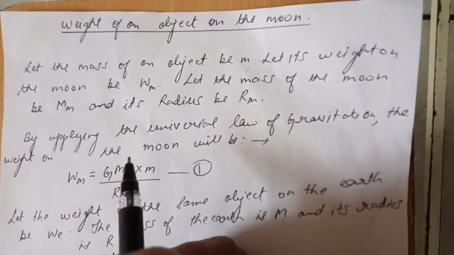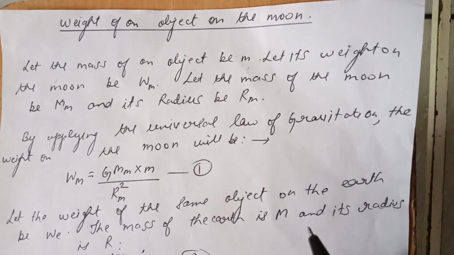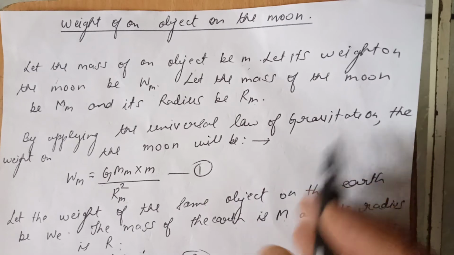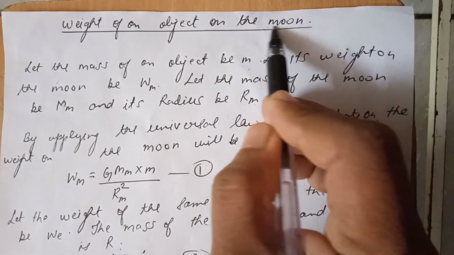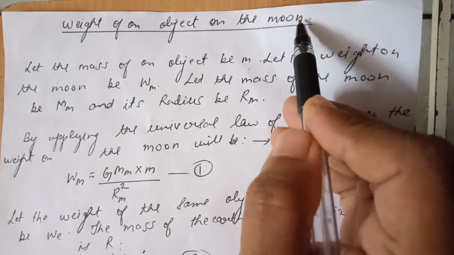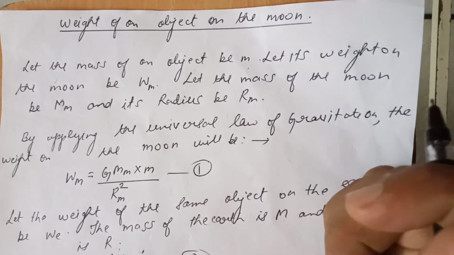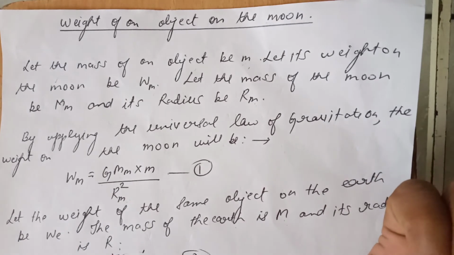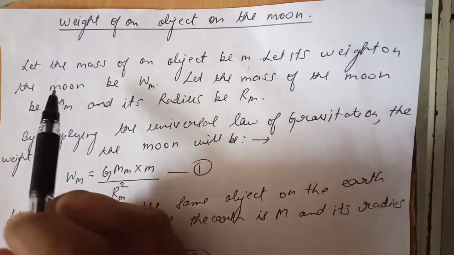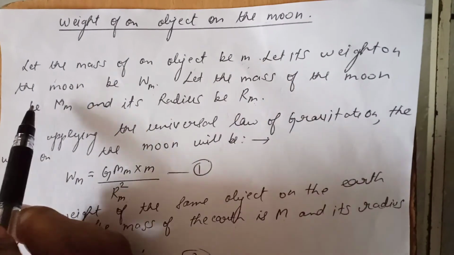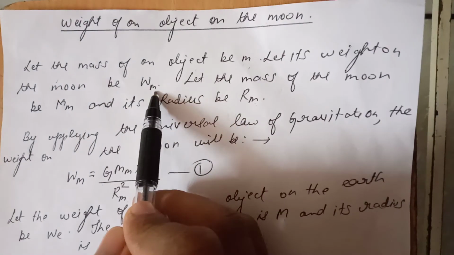Here we will consider that suppose an object is on the surface of the earth. Now this object is taken to the surface of the moon, and after going to the moon, what would be its weight? We will derive a relationship for the weight on the surface of the moon. We consider the mass of the object to be small m, and its weight on the moon is Wm.